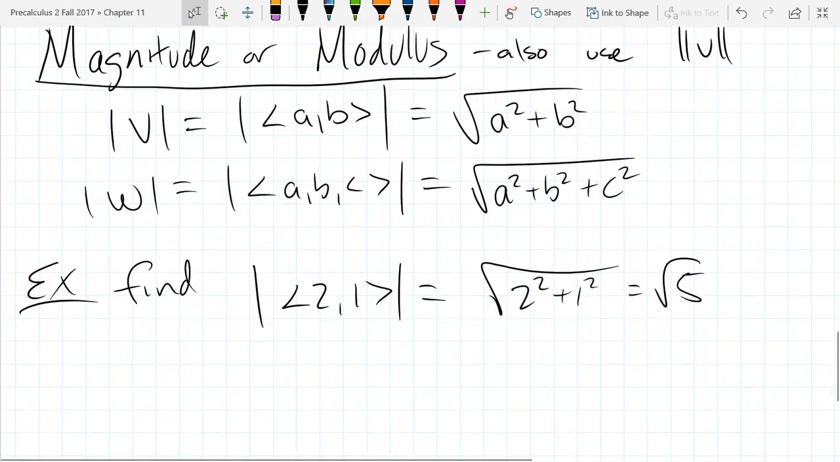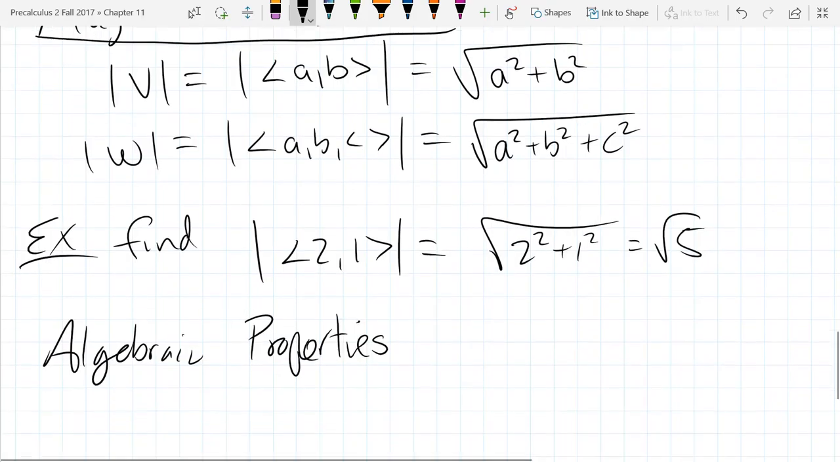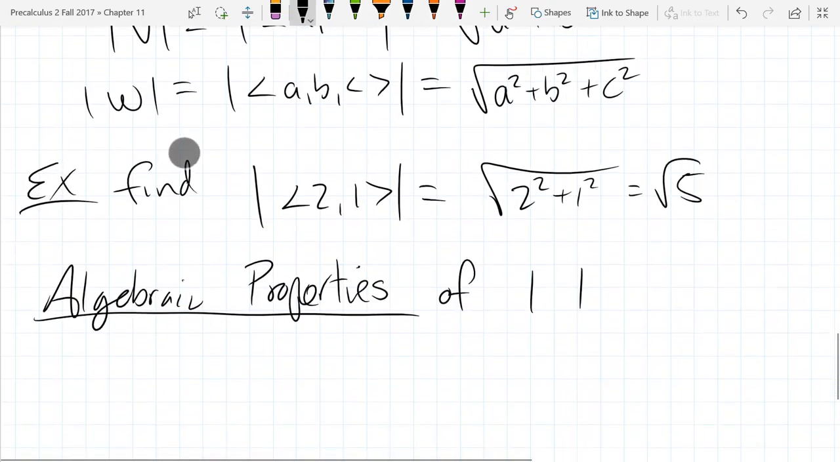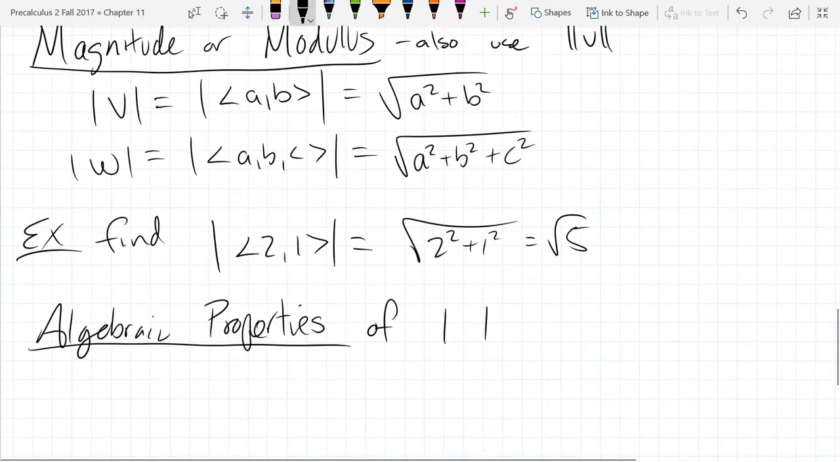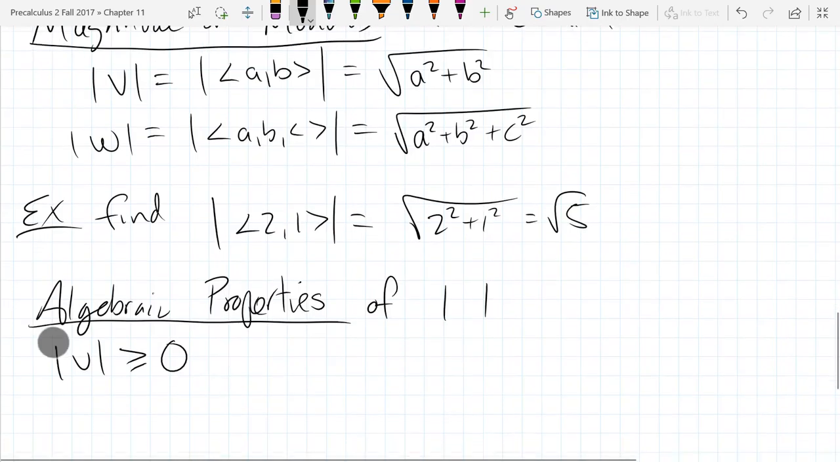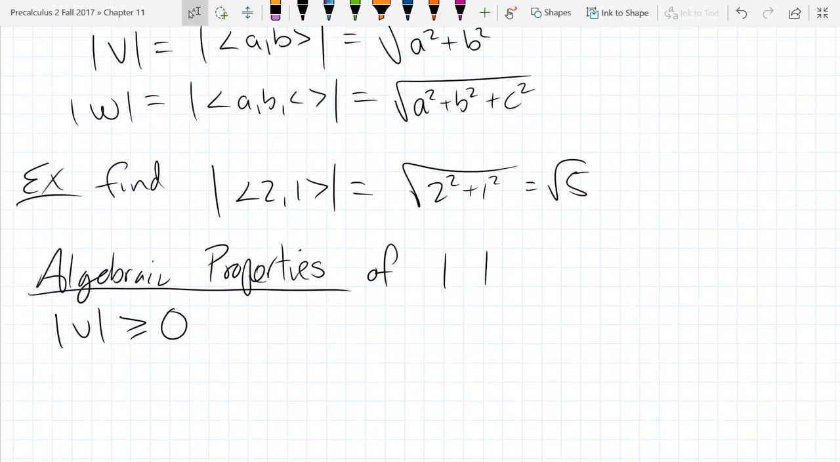So we'll look at some properties now. So any vector is going to have a magnitude or a modulus that is 0 or more. You're never going to get negatives out of these. So you're not going to take something, square root it, and get a negative. So it's always 0 or more.